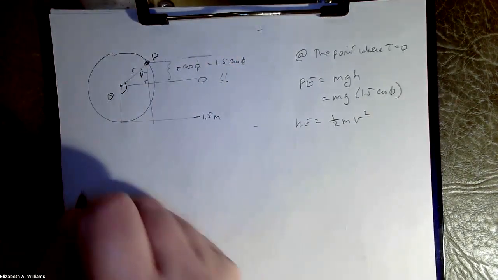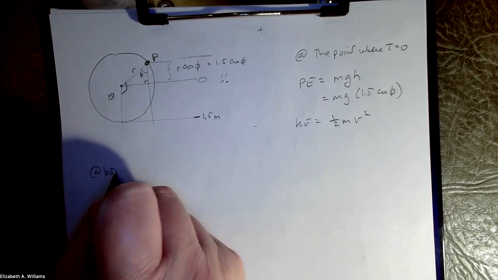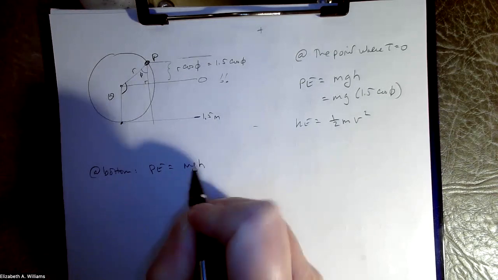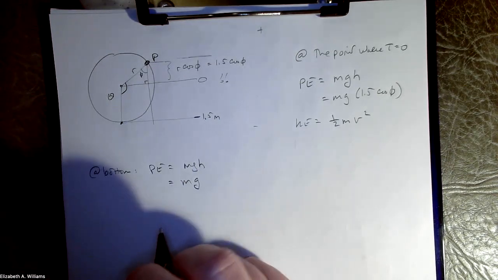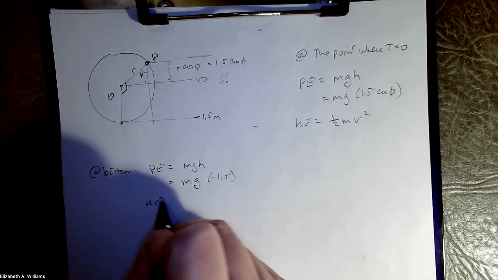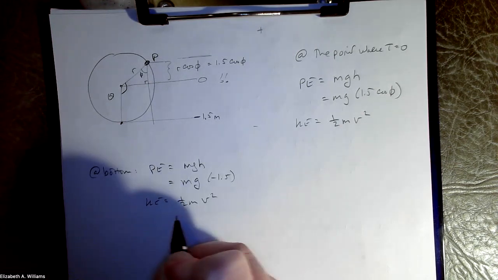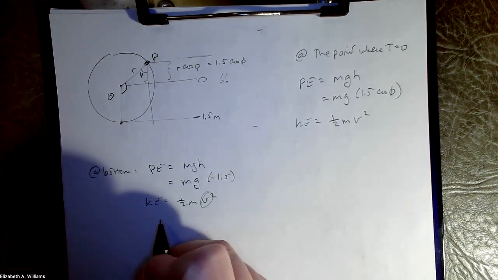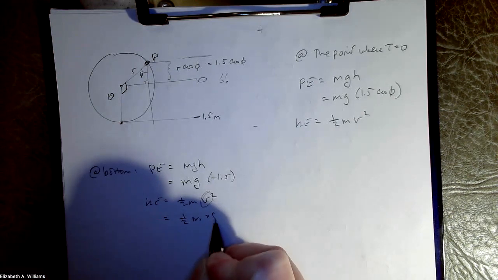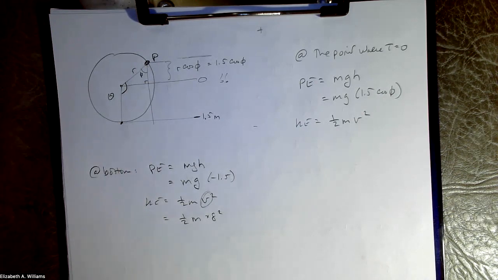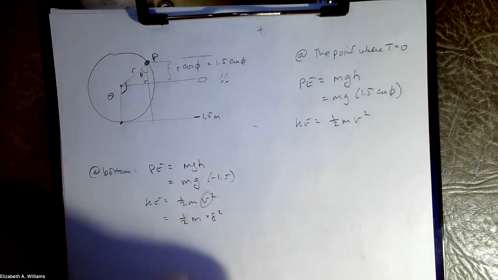Okay, and I know that at the bottom of the circle, my potential energy is going to be mgh, which is mass, gravitational acceleration, and my height is minus 1.5. And my kinetic energy is going to be 1/2 mv squared, but different velocity: 1/2 m × 8 squared, because we were told in the beginning of the question that at the bottom your tangential velocity is 8 meters per second. So the sum of that equals the sum of that.